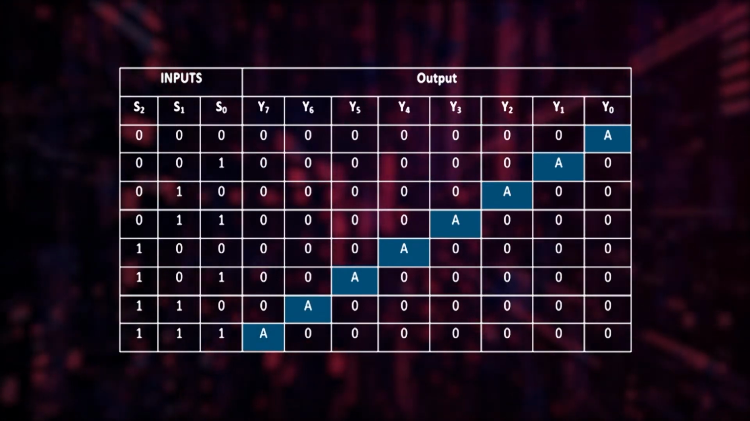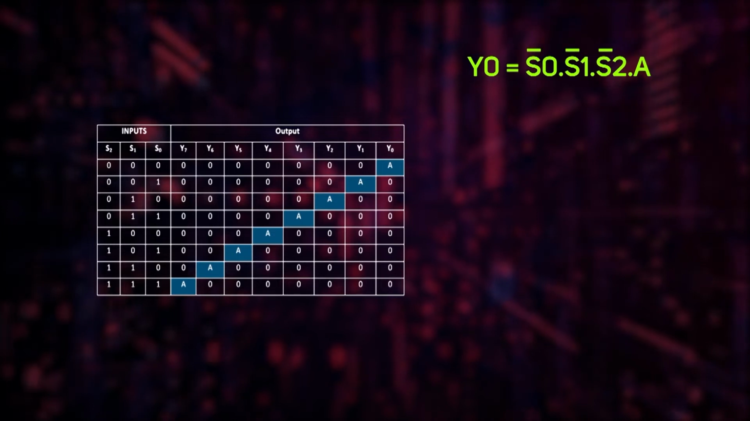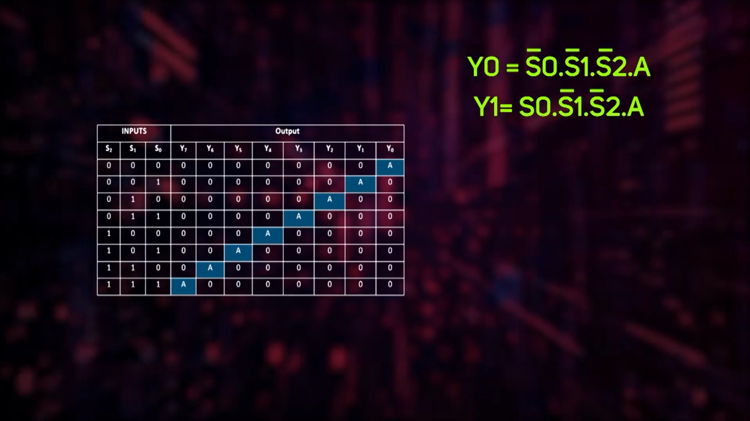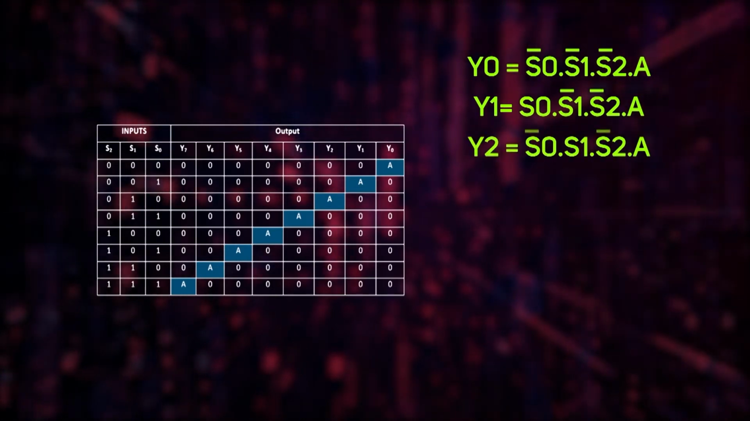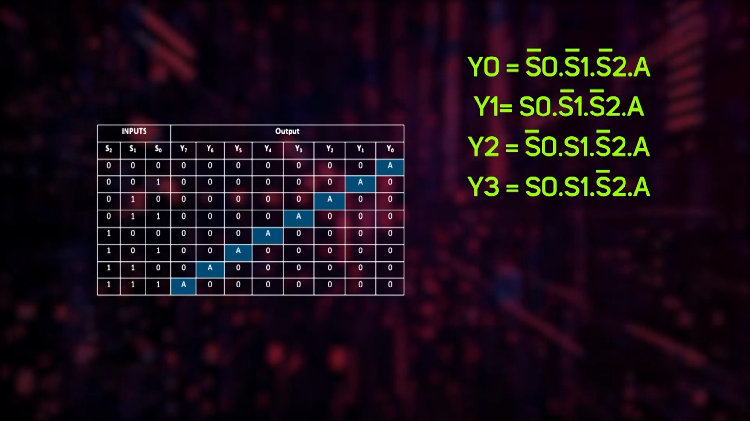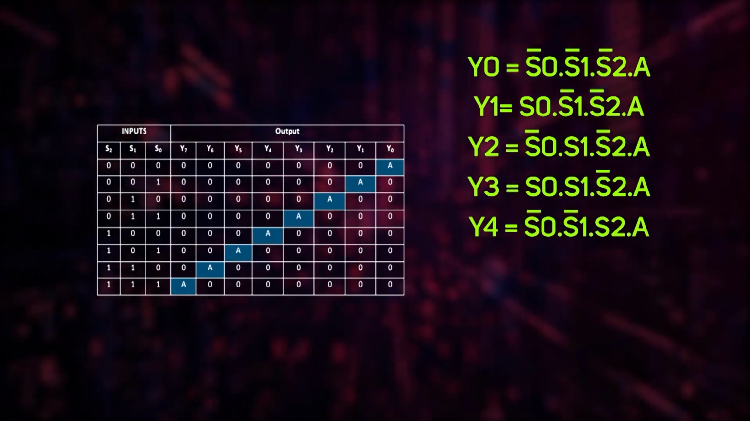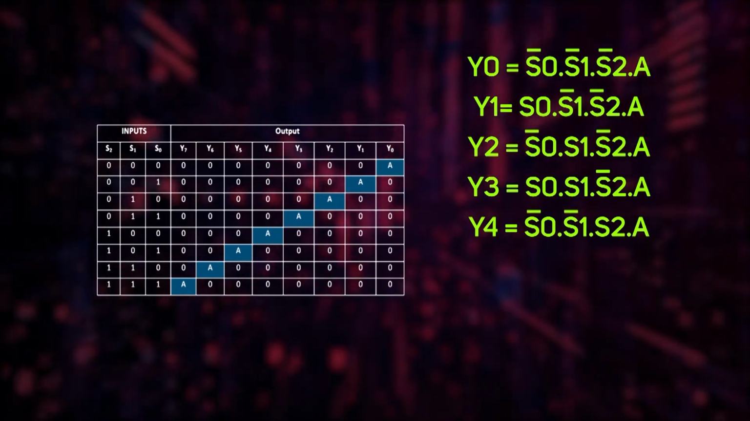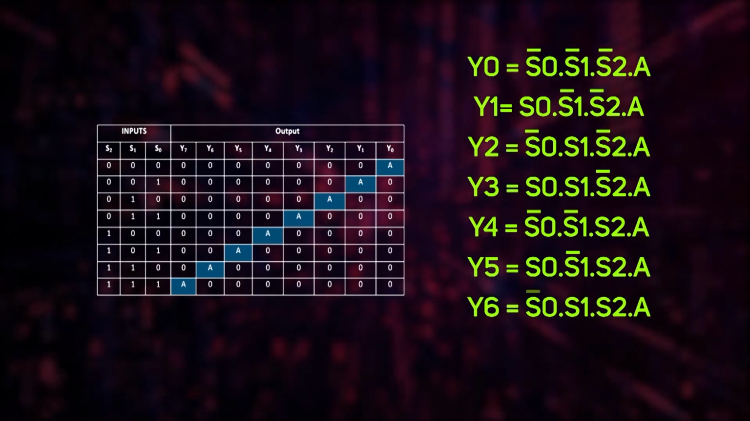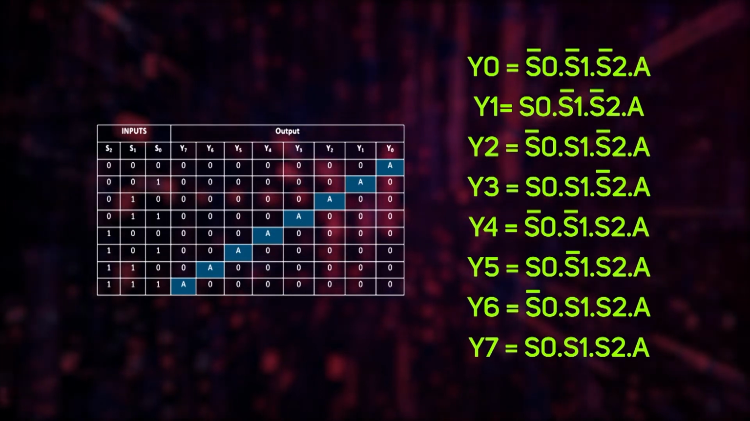From this truth table, you can derive the Boolean expressions as y0 equals S0 complement S1 complement S2 complement A, y1 equals S0 S1 complement S2 complement A, y2 equals S0 complement S1 S2 complement A, and y3 equals S0 S1 S2 complement A. Then y4 equals S0 complement S1 complement S2 A, y5 equals S0 S1 complement S2 A, y6 equals S0 complement S1 S2 A, and y7 equals S0 S1 S2 A.